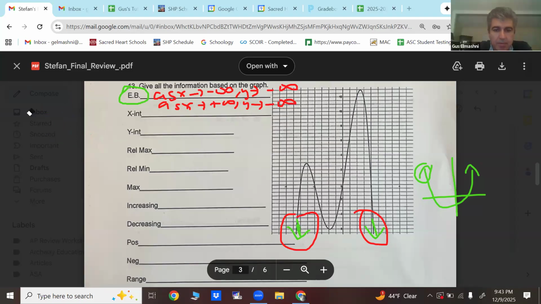So I'm going to label it. So how many times am I crossing the x-axis? I want four. Okay, what are those values?